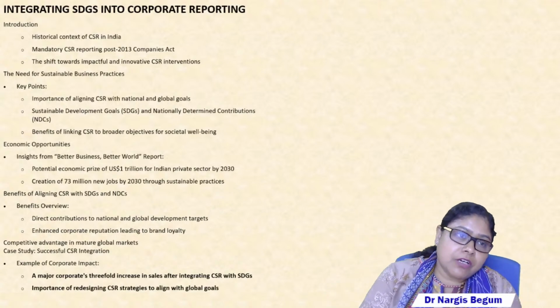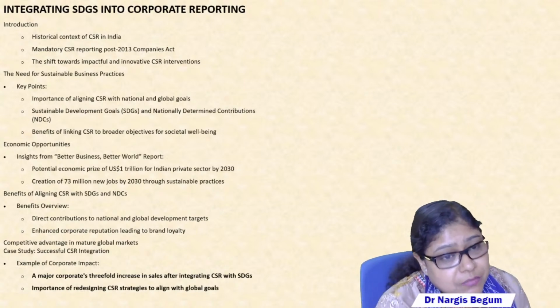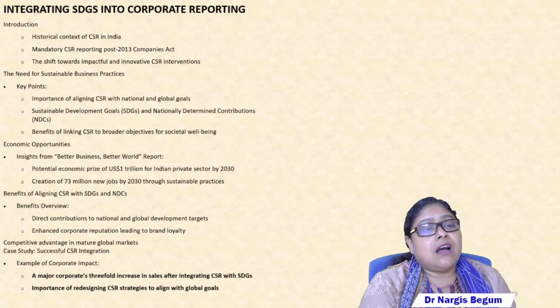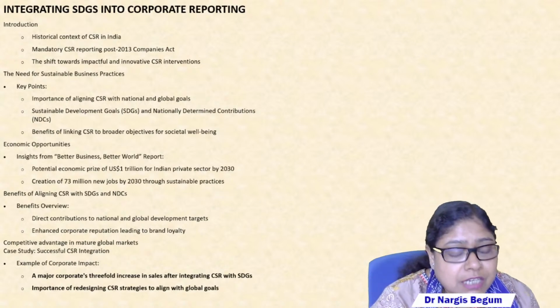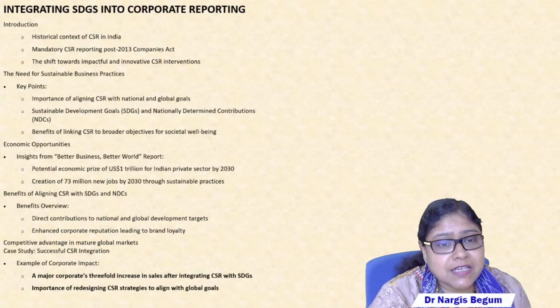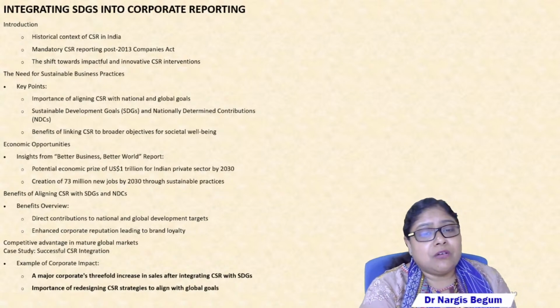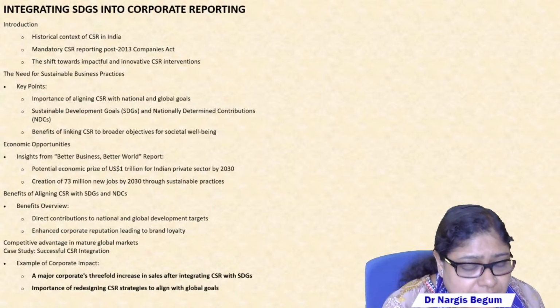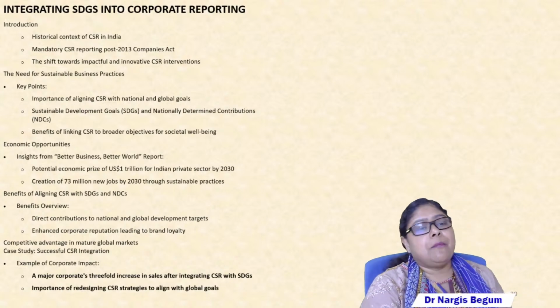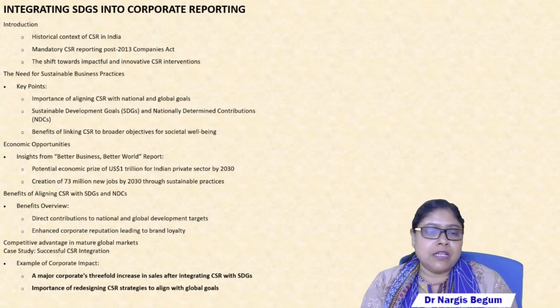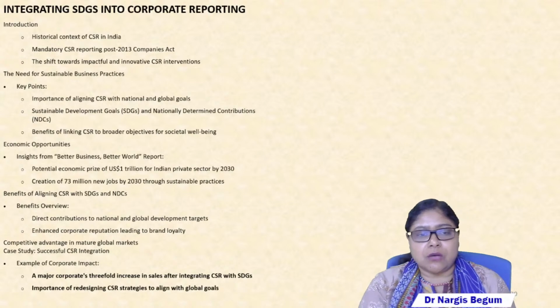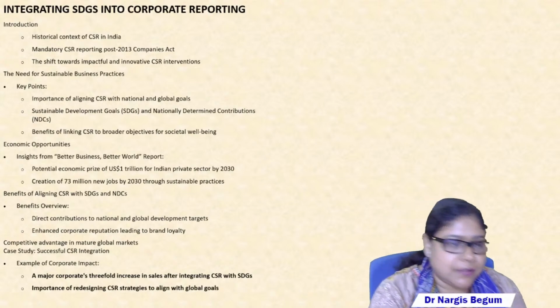Now, we have already discussed that there is a need for sustainable business practices. It can be done by aligning CSR with the national and global goals, the sustainable development goals, and nationally determined contributions, that is NDCs, benefiting by linking CSR to broader objectives for societal well-being.